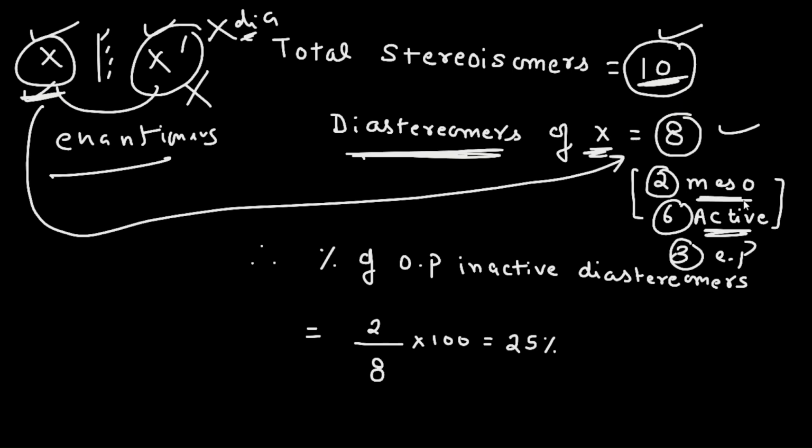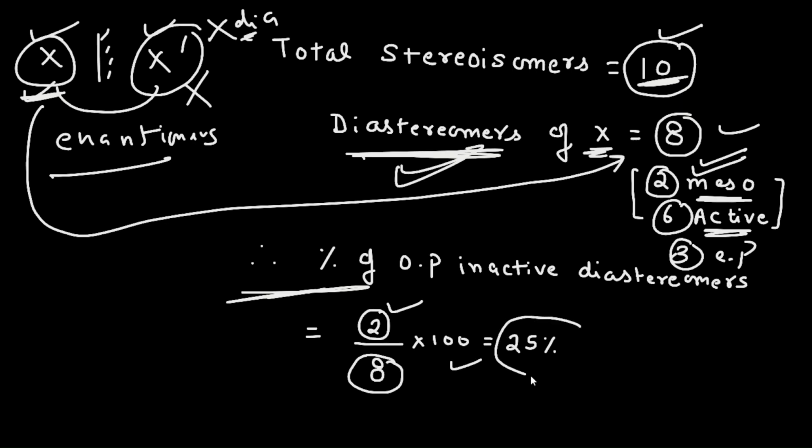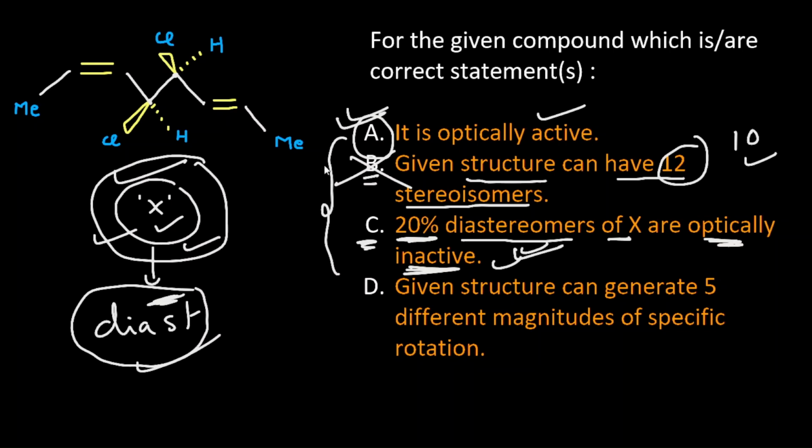Now, you know that the meso isomers are optically inactive. So if you try to calculate the percentage of these stereoisomers which are optically inactive out of the total number of diastereomers, the percentage is the number of optically inactive, that is 2, divided by the total number of diastereomers which are 8, multiplied by 100, and it comes out to be 25%. And if you revisit the question, it says that it is 20%. So this is a wrong figure because we have already calculated it as 25%, not 20%.